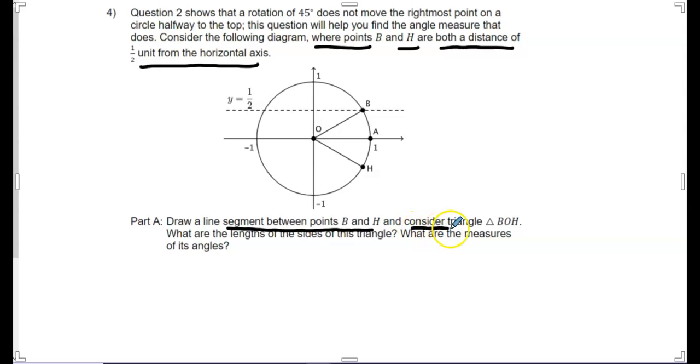and consider triangle BOH. What are the lengths or the size of this triangle? What are the measures of its angles? I want you to pause this video, attempt this question, and let's see what you make of it.